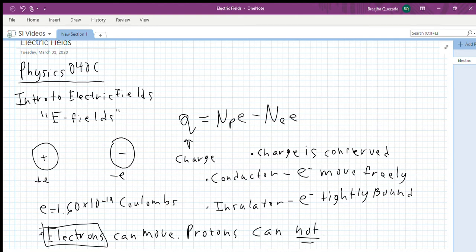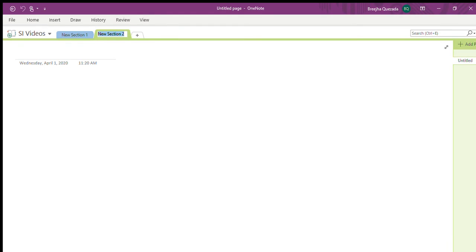If you remember, the nucleus of an atom is the thing that stores the protons and neutrons. So again, protons are not moving, but the electrons that float around it are the thing that gives an object a charge or not. I'm going to go ahead and go on a new page.